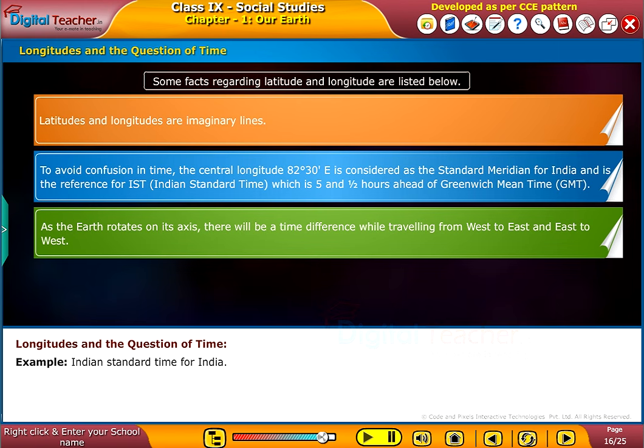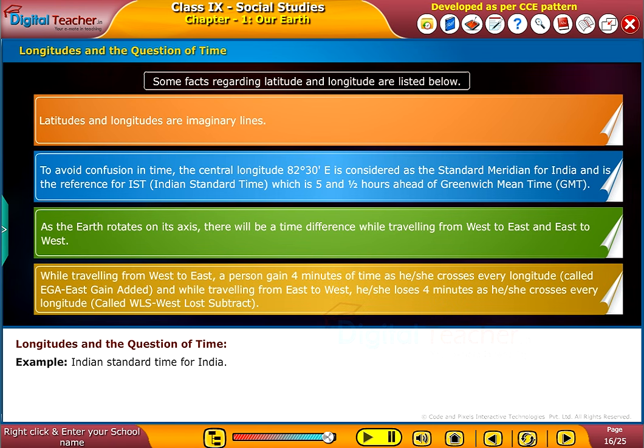As the Earth rotates on its axis, there will be a time difference while traveling from west to east and east to west. While traveling from west to east, a person gains 4 minutes of time as he or she crosses every longitude, called EGA, east gain add. And while traveling from east to west, he or she loses 4 minutes as he or she crosses every longitude, called WLS, west lost subtract.